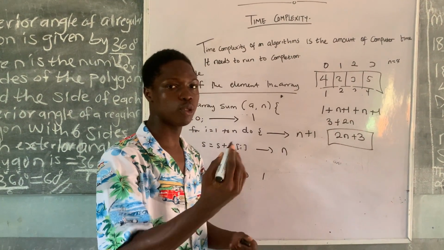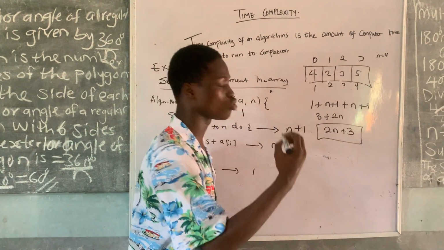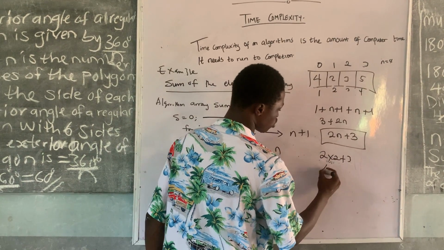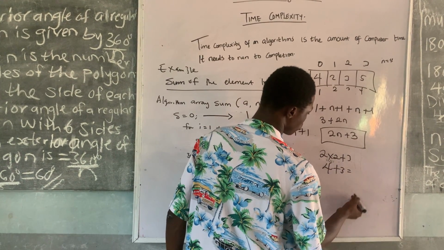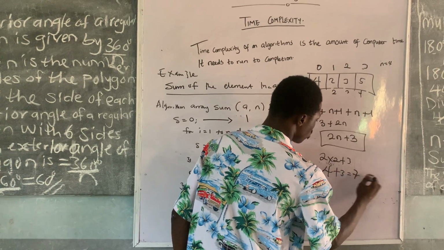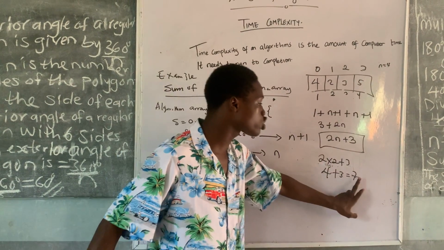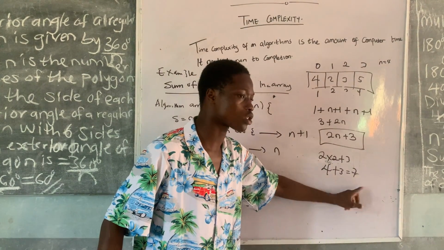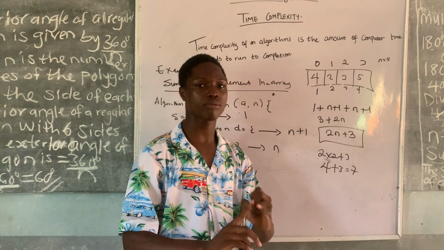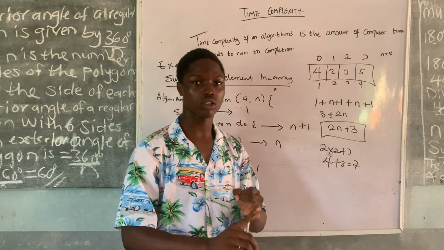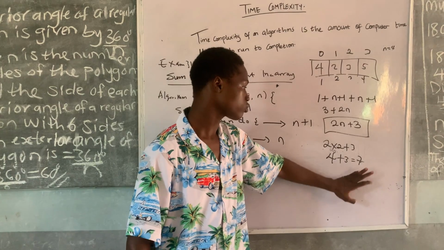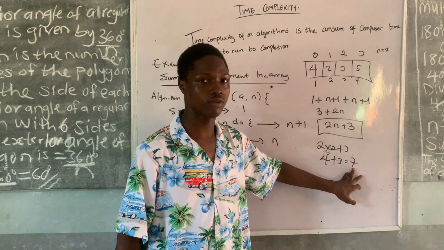Now let's check. Assuming your input n is 2, it's going to be 2 times 2 plus 3, that's 4 plus 3, which is 7. So the time this is going to take is 7 seconds, but the unit depends on whether you are using microseconds, gigaseconds, or normal seconds.